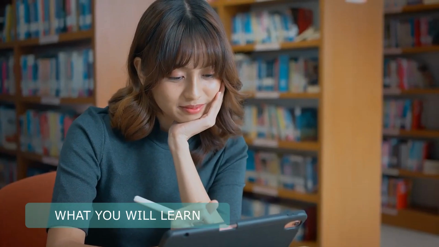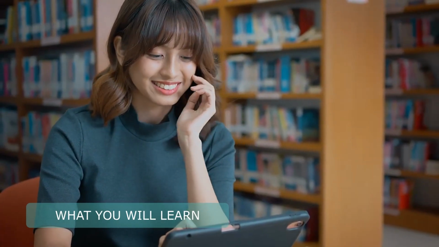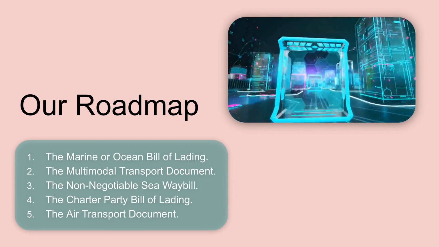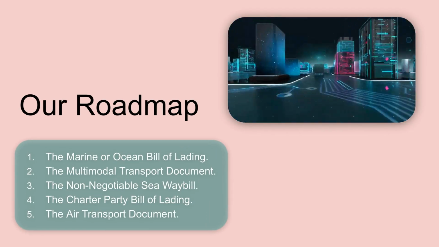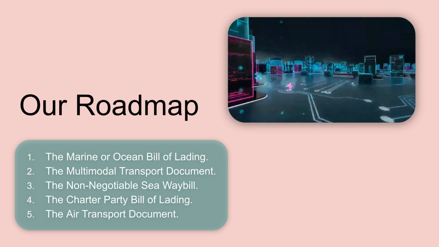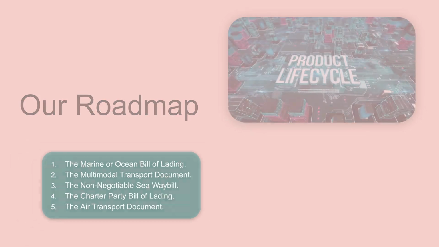By understanding the distinct function of each, you will be able to ensure smoother customs clearance and faster payment for your shipments. We will break down the 5 core documents you need to know in this order. The Marine or Ocean Bill of Lading, the Multimodal Transport Document, the Non-Negotiable Seaway Bill, the Charter Party Bill of Lading, the Air Transport Document.